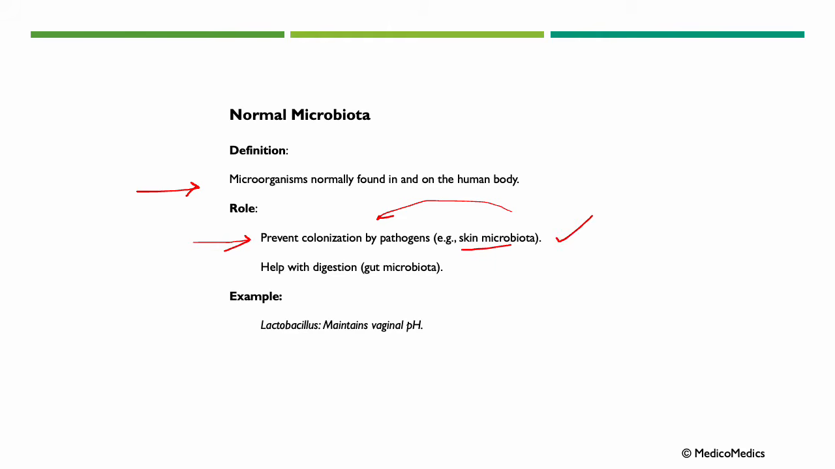Another one is found in the gut, which helps us with digestion. Furthermore, maybe you've heard of lactobacillus, another microorganism that helps maintain vaginal pH. So our body is actually home to a lot of friendly microbes that protect us and keep us healthy.